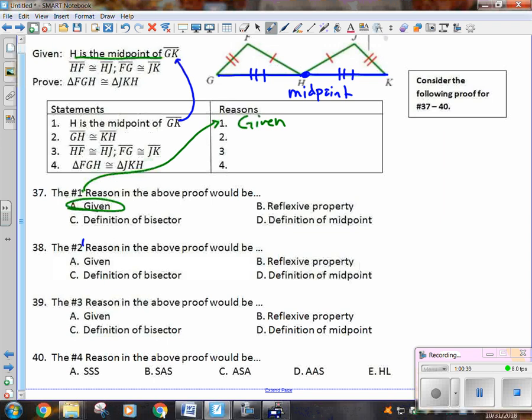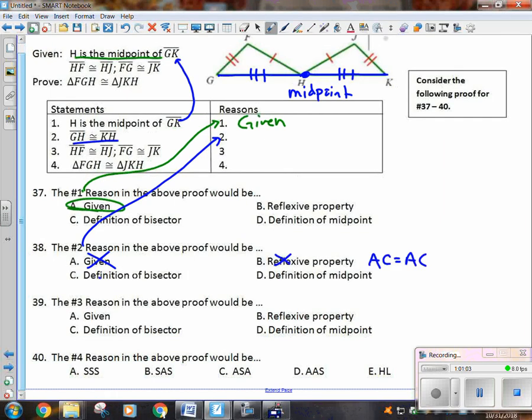Now, what reason is number 2? Is it given? No. Okay, we already wrote the given. Given has to be exactly stated just like that. Is it reflexive? Kind of keep in mind, reflexive is anything is equal to itself. So like AC would be equal to AC. So in this case, that is not what I have in step 2. But is it the definition of bisector or is it the definition of midpoint?